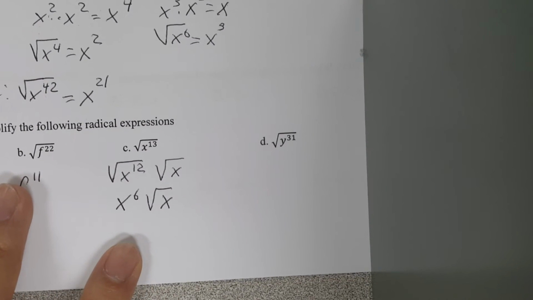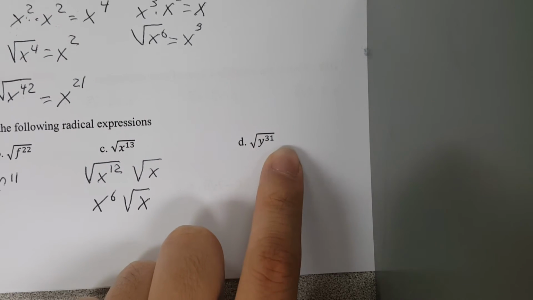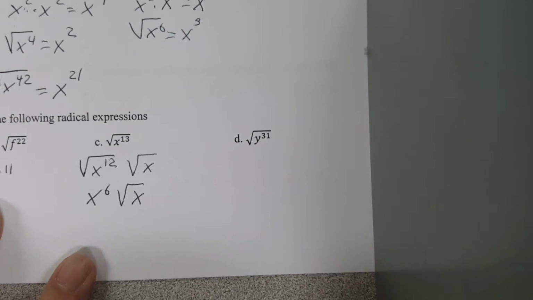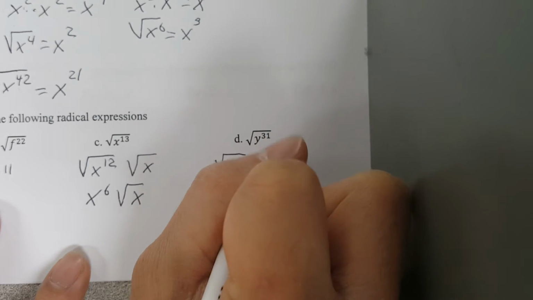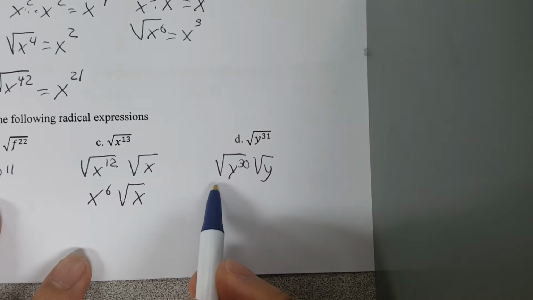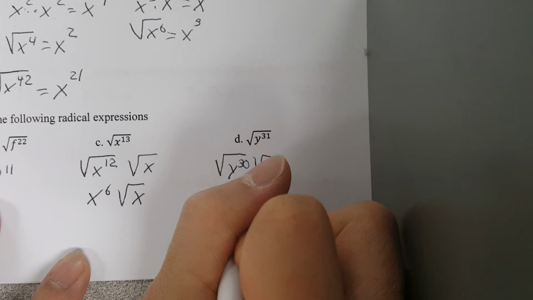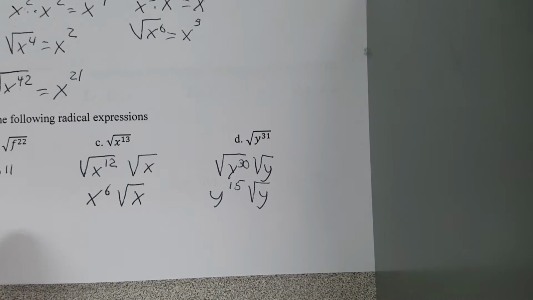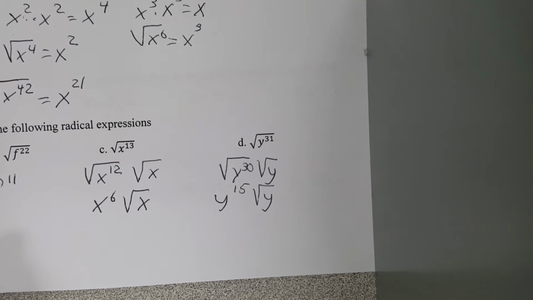Okay. So once again, what I do is I just remove one y from here, and I'm left with y to the 30th. So this is radical y to the 30th, radical y. And radical y to the 30th is y to the 15th. And I can't do anything with the radical y, so it stays radical y. Okay?